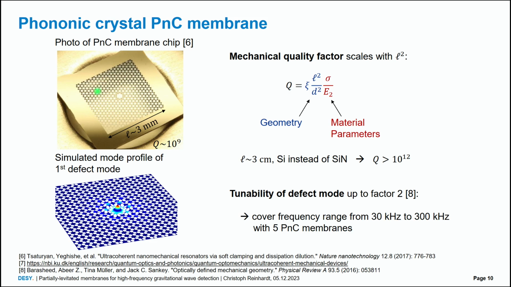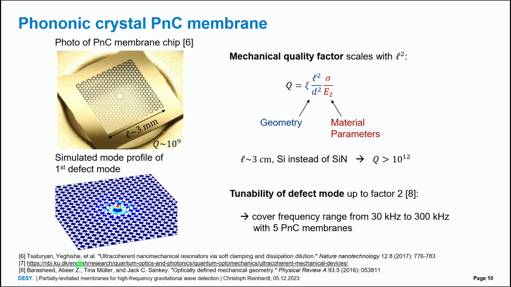And basically what you can see here is this localized mode in the defect. And it's localized because the phononic crystal is designed in a way that it suppresses the propagation of these elastic waves due to destructive interference. And this is nice because it decouples the oscillation from the parameter range where we typically have the highest losses.